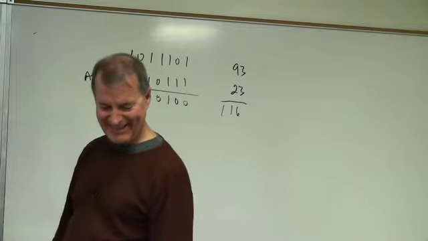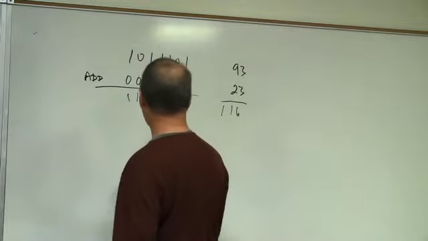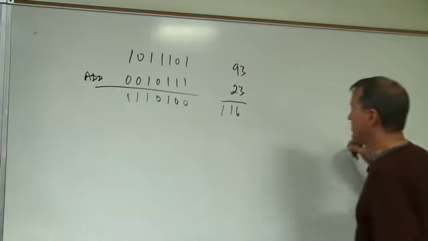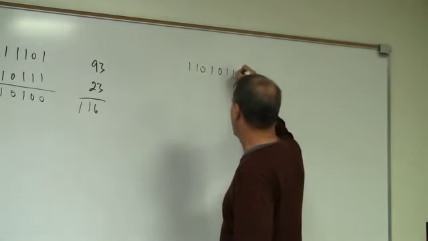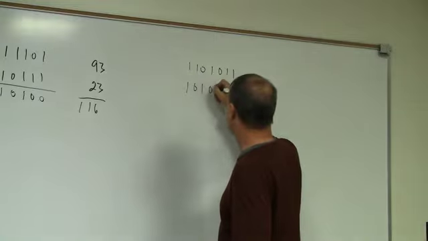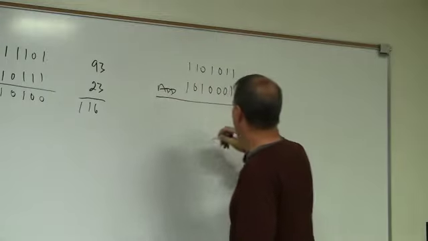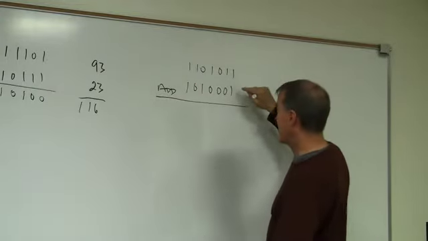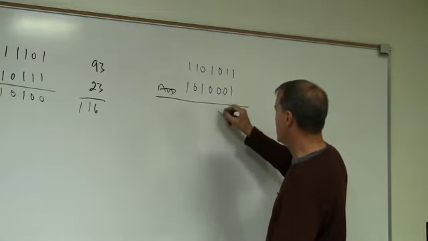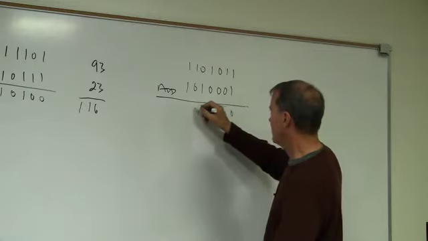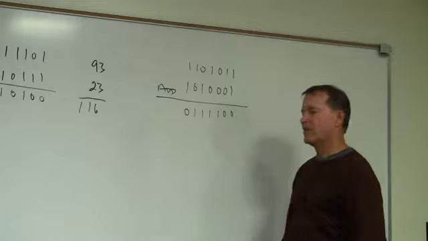Okay, now I have another question for you. Let's do another one. Let's do 1, 1, 0, 1, 0, 1, 1 and 1, 0, 1, 0, 0, 0, 1, and let's add. We're going to run out of room. What do you think is going to happen? So now 1 plus 1 is 0, carry the 1. Now what's the problem? We don't have enough space.